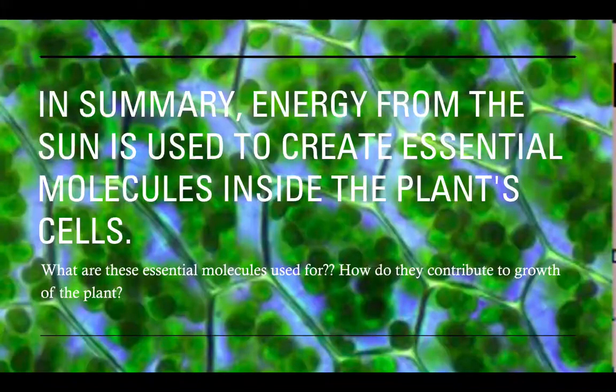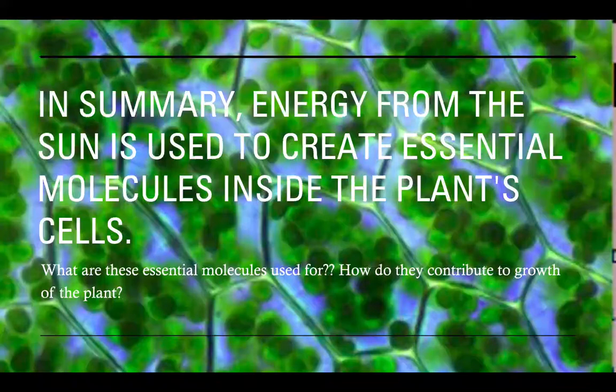But in summary, the energy from the sun is used to create these essential molecules inside the plant cells. So what are these essential molecules used for, and how do they essentially contribute to the growth of the plant? Because you're probably thinking, oh yeah, there's all this little stuff that's happening in these tiny little parts of the plant, but how does that get this seed to this huge tree? Like, how does that even correlate, right? That's probably what you're thinking.